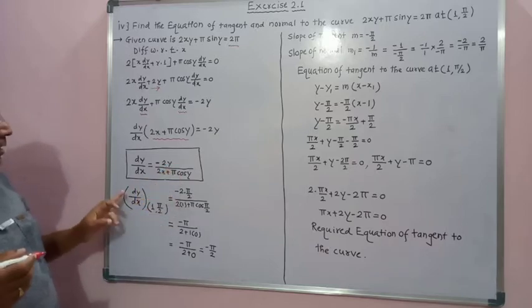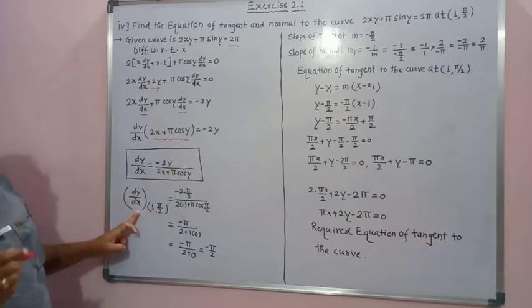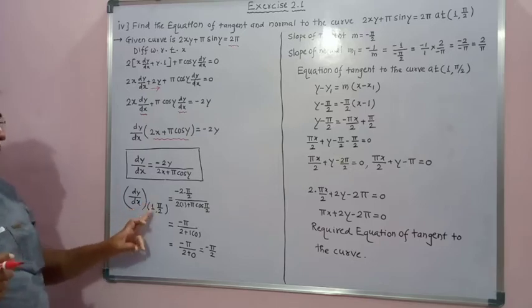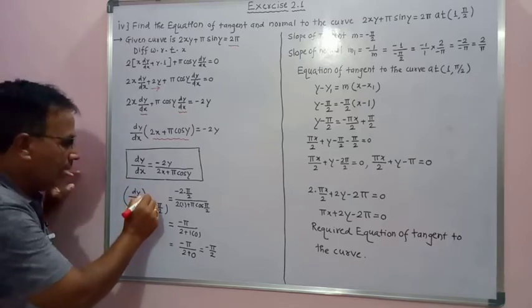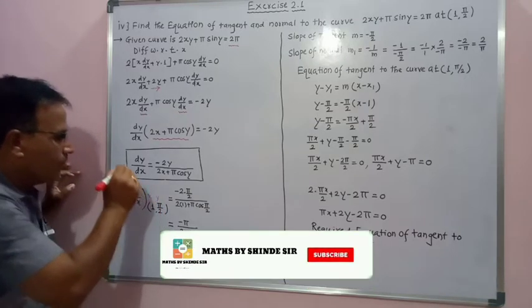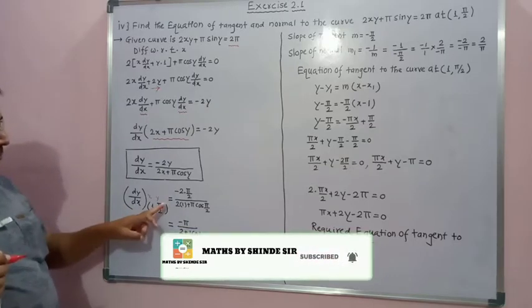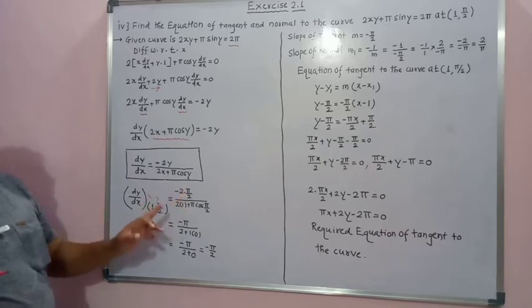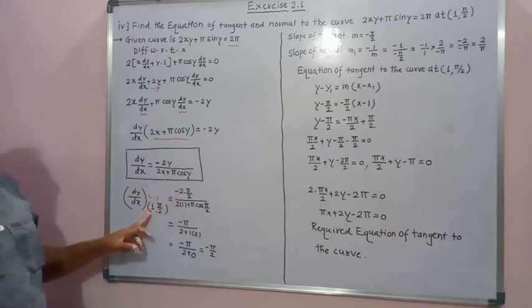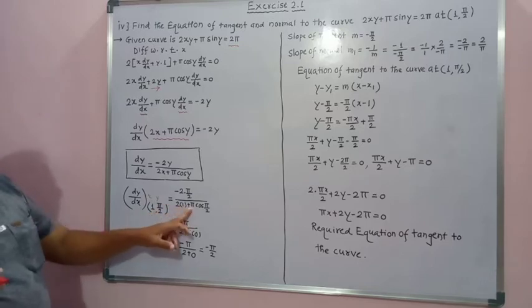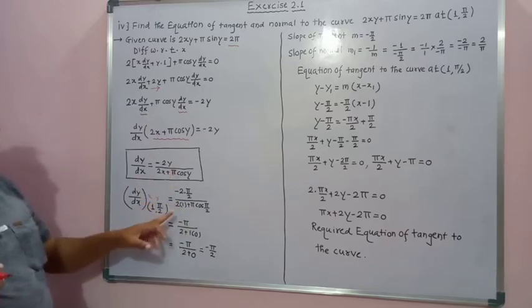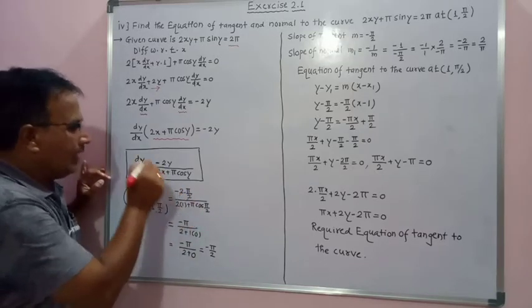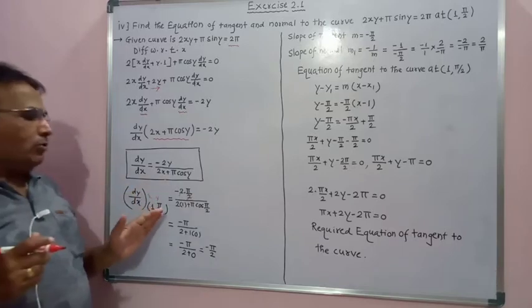Therefore, dy by dx at the given point (1, pi by 2). Here 1 is the x coordinate and the y coordinate is pi by 2. Therefore, in this equation, minus 2 into y, the value of y is pi by 2, totally divided by 2 into x, the value of x is 1, 2 into 1, plus pi into cos y, the value of y is pi by 2, cos pi by 2. Therefore, these 2 and these 2 are cancelled.